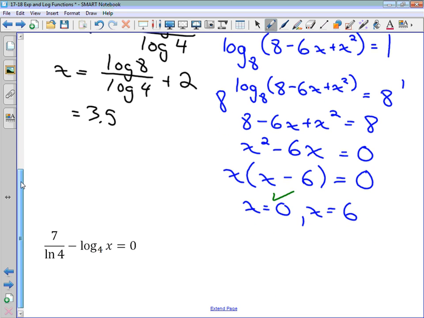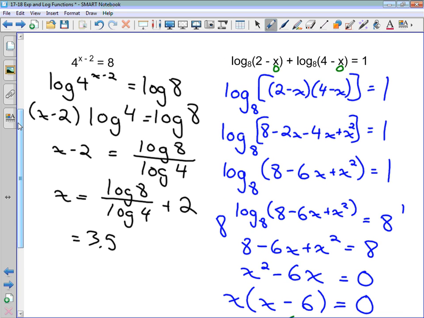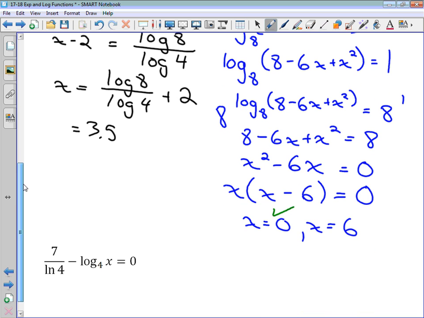What if instead I sub my other solution in here, and instead of 0, I put 6 in here? Well, then I'm taking the log to the base 8 of negative 4 and the log to the base 8 of negative 2. Can't take the log of a negative number, so this solution is no good. We can just say that this is not in the domain of the function.